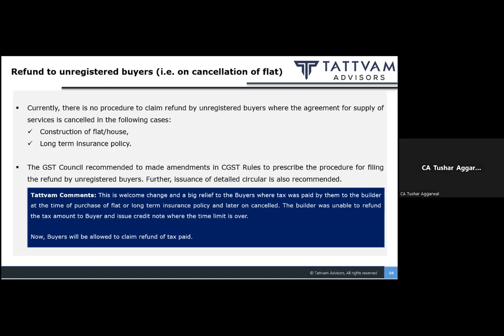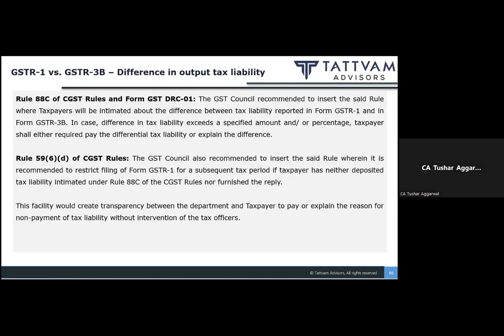Now government has come out with a very, very big relief for the real estate industry. They are saying that they will come out with a mechanism wherein such an unregistered buyer will be in a position to claim the refund on account of cancellation of construction of flats, etc. So it's a welcome change and a big relief to the buyer, where tax was paid by them to the builder at the time of purchase of the flat, which later on got cancelled. The builder was unable to refund the amount to the buyer and issue a credit note as the time limit was over. Now at least the buyer can go and take a refund. What will be the mechanism of this refund? That will be known in due course of time.